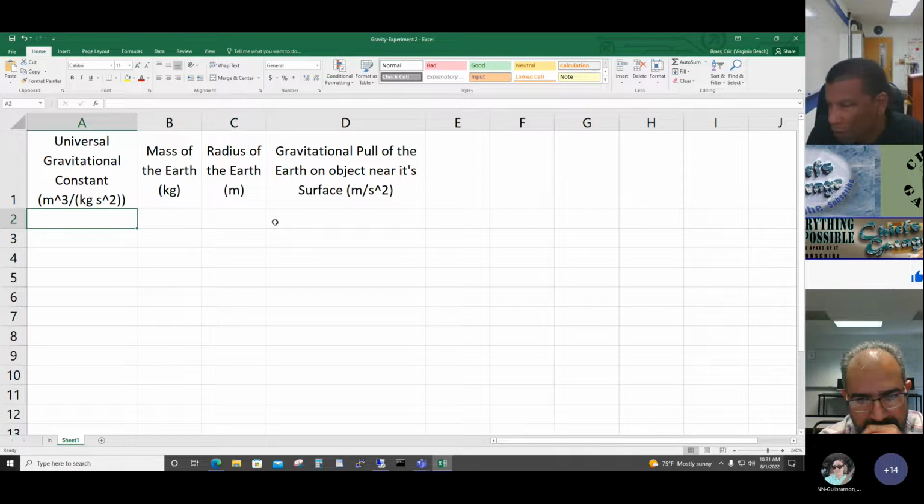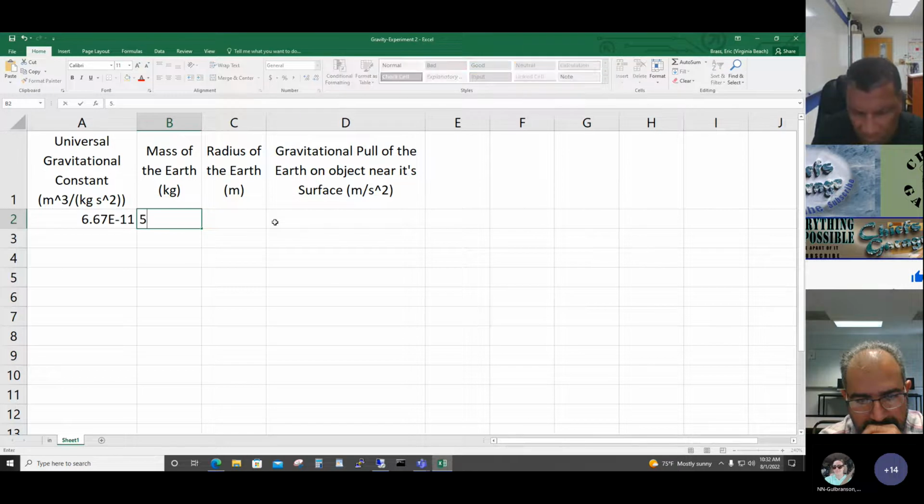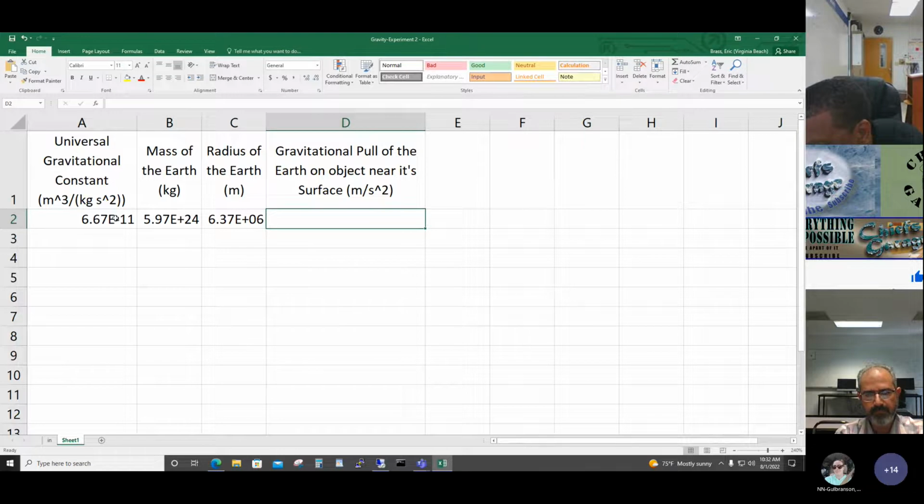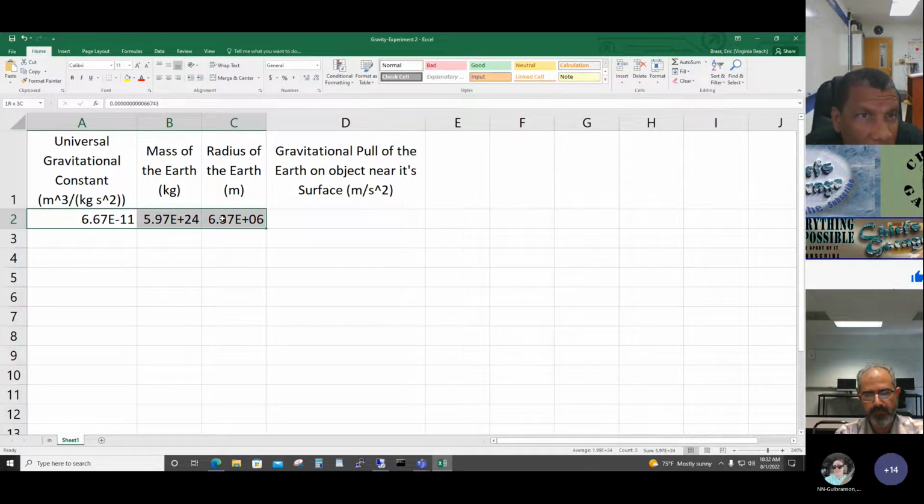The universal gravitational constant is going to be 6.6743 E negative 11. And then the mass of the Earth is going to be 5.972 E 24. And then the radius of the Earth is 6.371 E 6. All right. And I think I have 1, 2, 3, 4, 1, 2, 3.